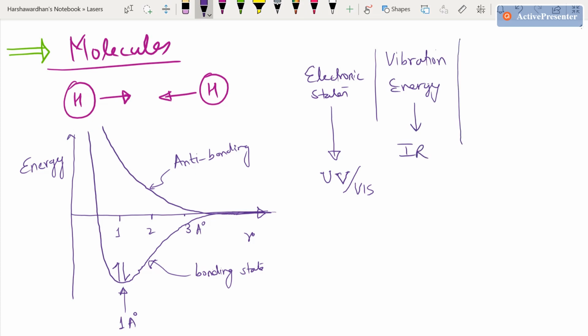Over and above that, you have the rotational degree of freedom. So now that the molecule is bound and vibrating, it can also rotate about its axis, and the rotational degrees of freedom, the rotational energy regime, is in the microwave.